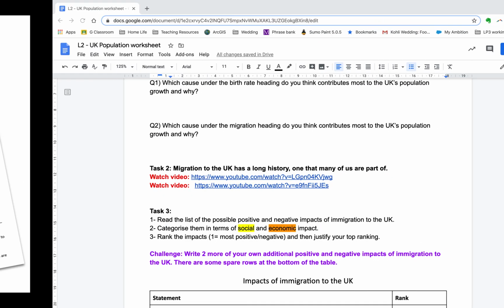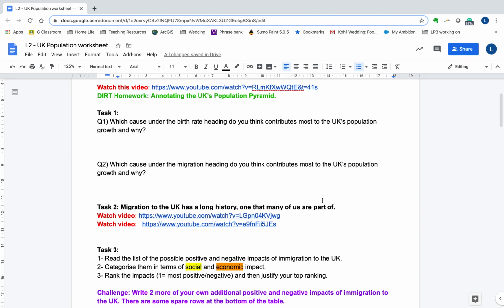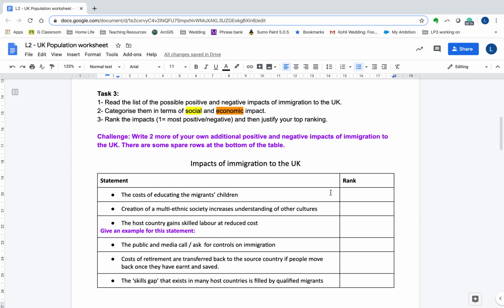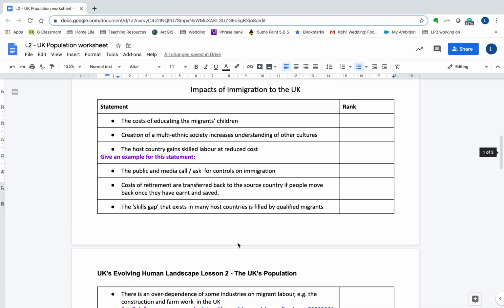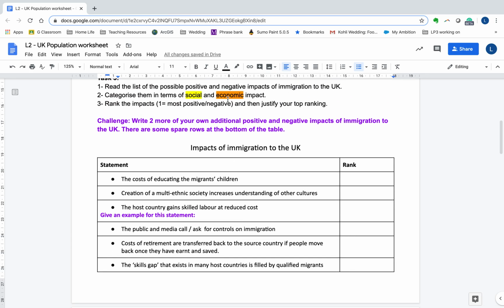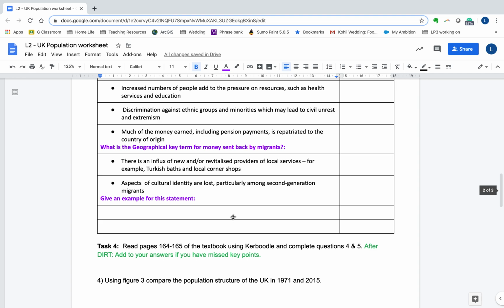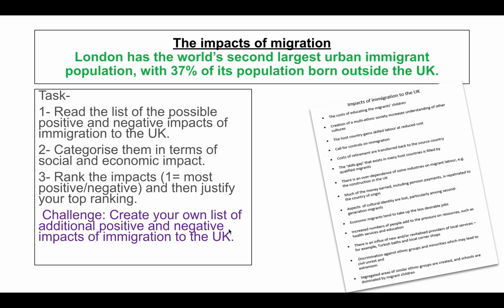What I want you to do is, again, in your worksheet, so you should have done questions 1 and 2, typed up those. I would like you please to go through each of this list of impacts of immigration and colour code them as social or economic. For a challenge, I'd like you to give some examples about some of these statements, okay, and to add in this space at the bottom here, 2 of your own statements for impacts of migration on the UK. Off you go.